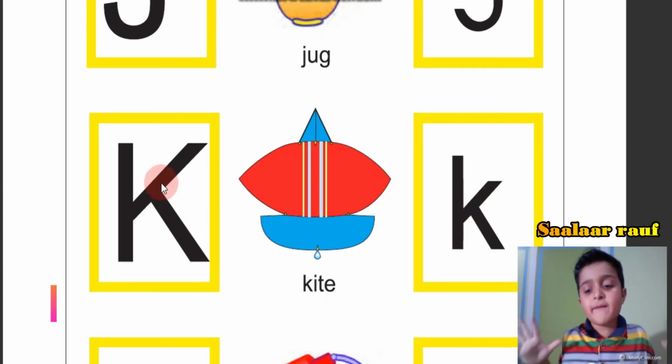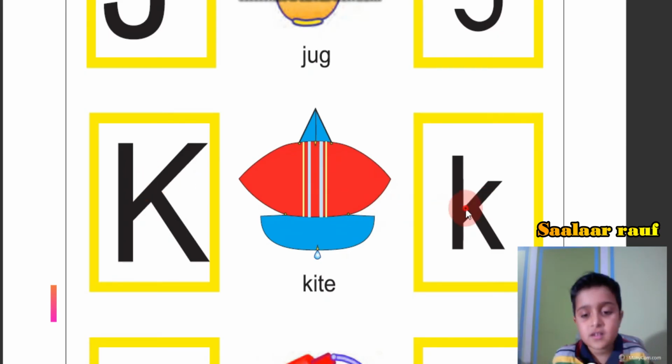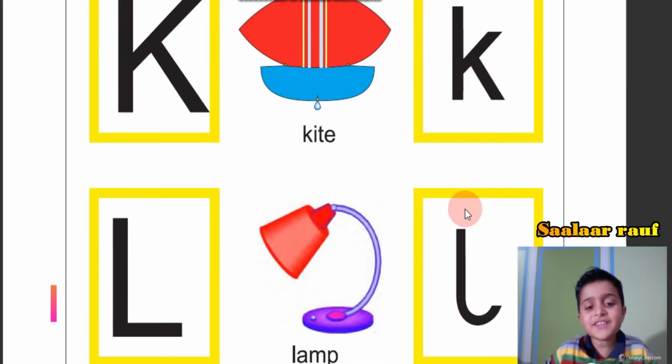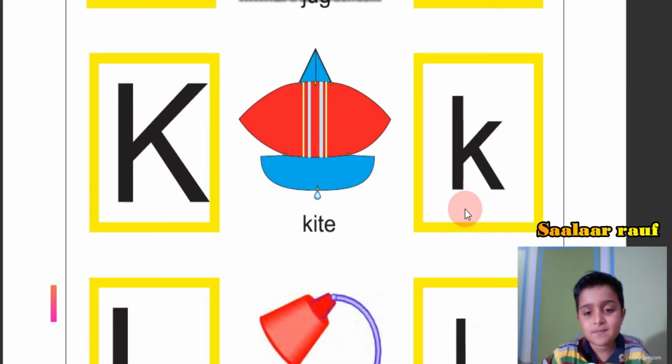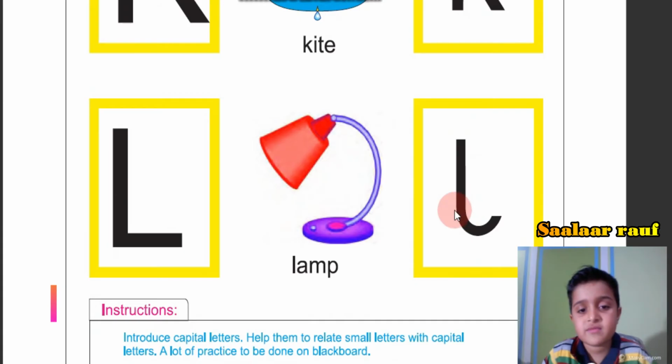And what is this? K. This is capital K. This is small K. I think that they are the same, both of them. Yeah, a little bit of difference, just the size difference.